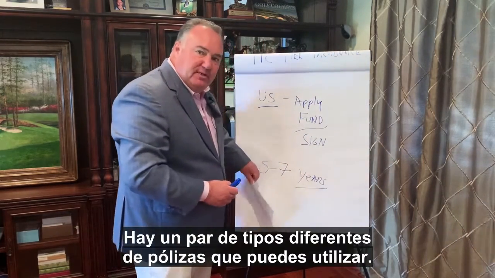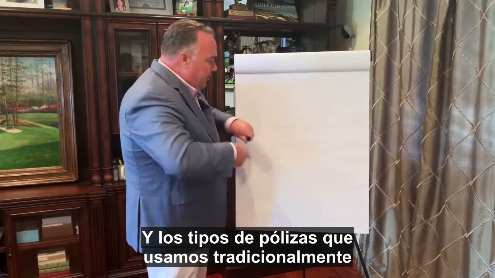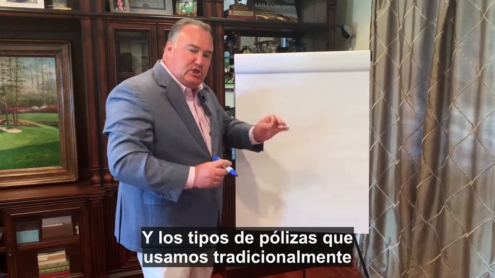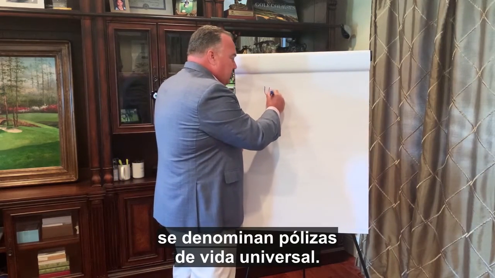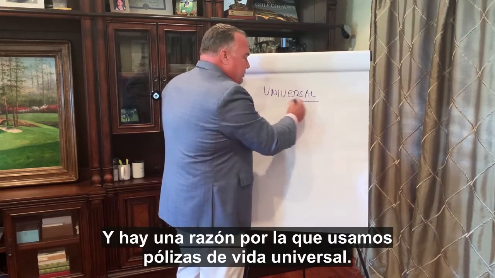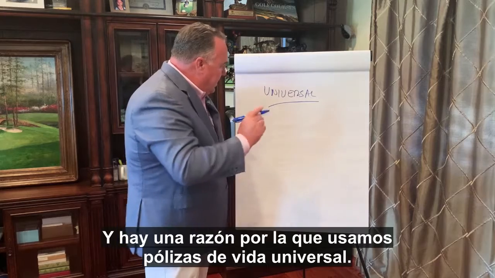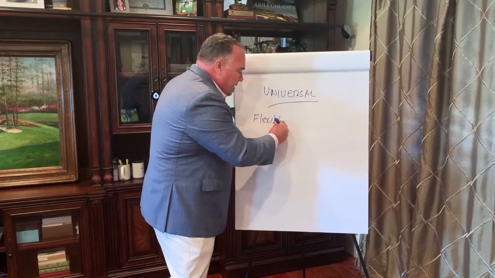There are a couple of different types of policies that you can use. And the types of policies that we traditionally use for non-U.S. residents are called universal life policies. And there's a reason why we use universal life policies. They're flexible. They are incredibly flexible.